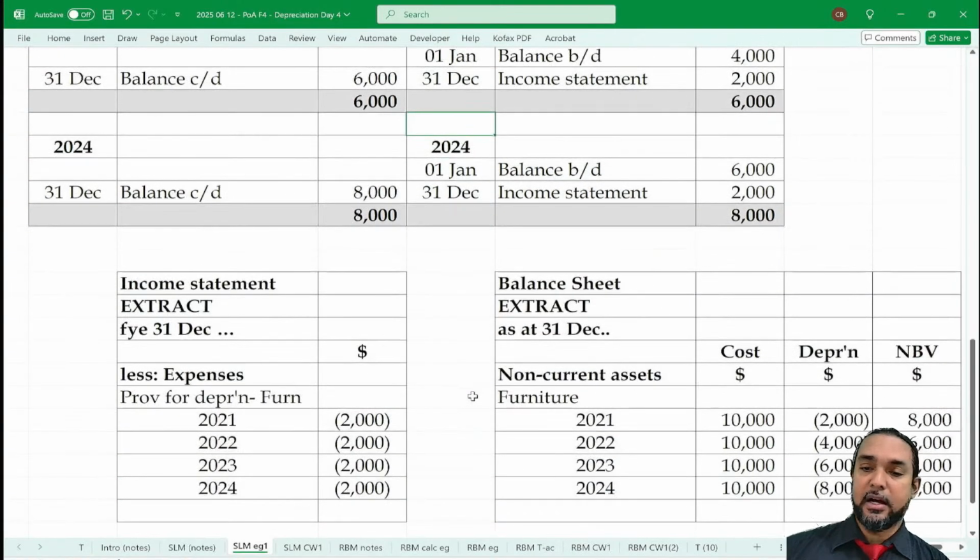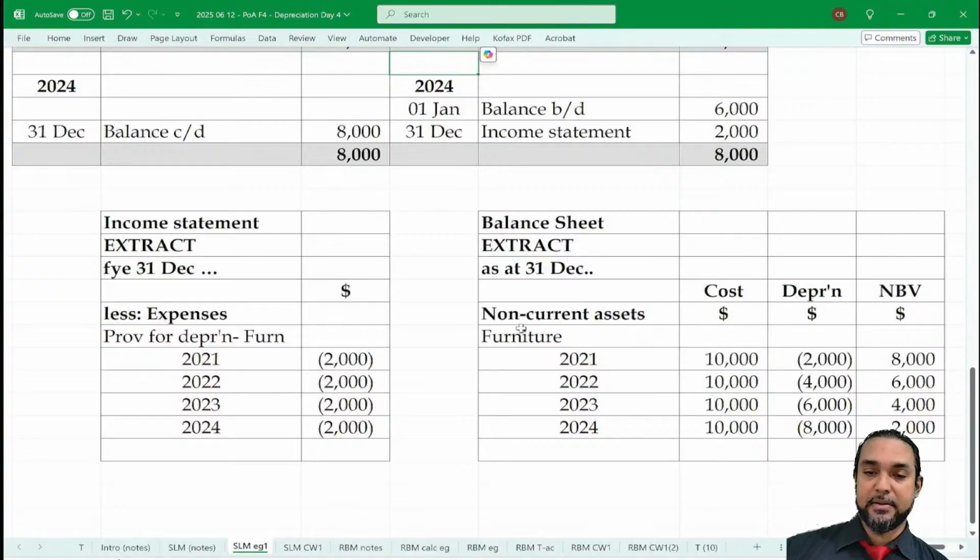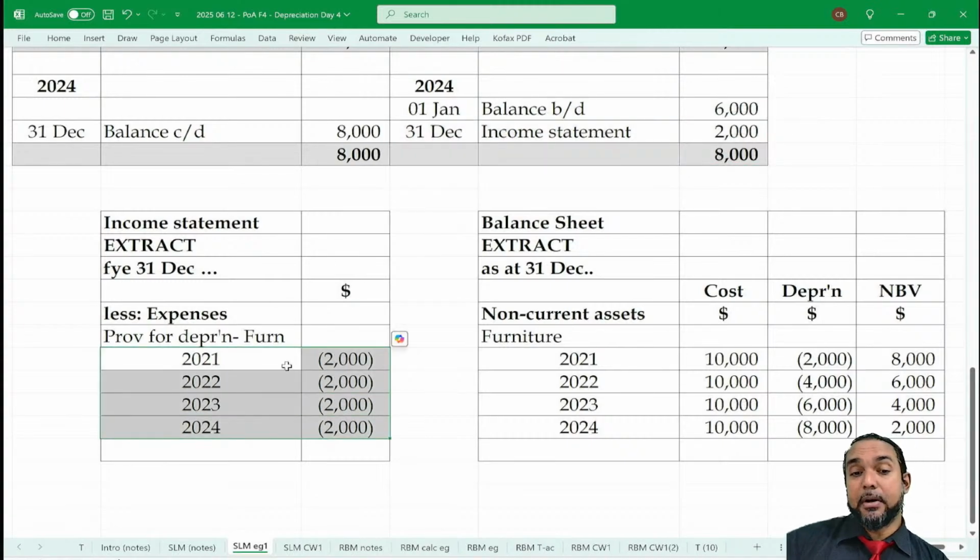Right. After that, we talked about the income statement and balance sheet extracts. So in the income statement, you'll see the income statement figure of 2,000 appearing year after year. And again, it's the same amount because it is the straight line method.